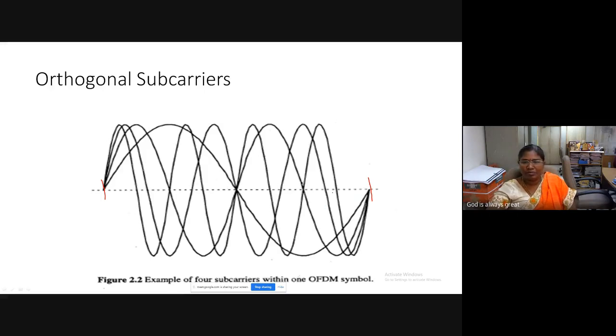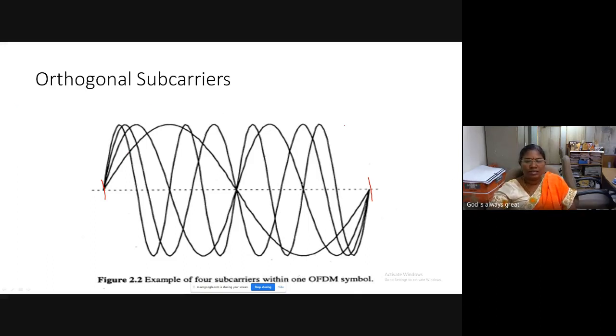Between these two points, we can see 4 subcarriers. The first subcarrier is having only one cycle. The second subcarrier, this one, is having 2 cycles. It starts from this point, the peak, the negative peak, the zero here, and then the second cycle. The third one is going to have 3 cycles, the fourth one is going to have 4 cycles.